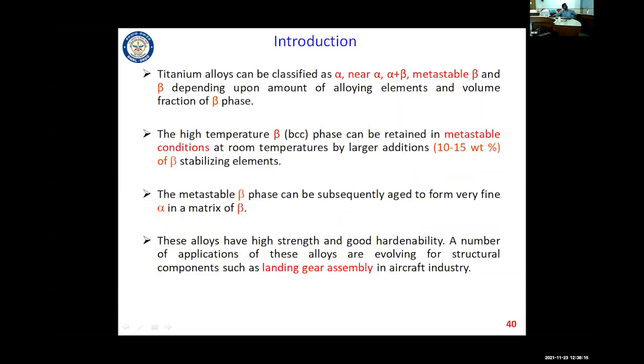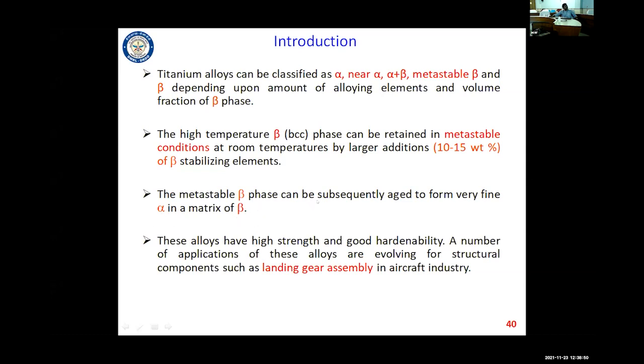Now I'll give you an introduction to titanium alloys. These titanium alloys can be classified as alpha, near alpha, alpha plus beta, metastable beta, and beta, depending upon the amount of alloying elements and the volume fraction of the beta phase. The high temperature BCC phase, which has the body centered cubic crystal structure, can be retained in metastable beta condition at room temperature by adding a large amount of beta stabilizing elements. This beta can be aged to form very fine alpha precipitates, which are hexagonal close packed, in a matrix of the beta.